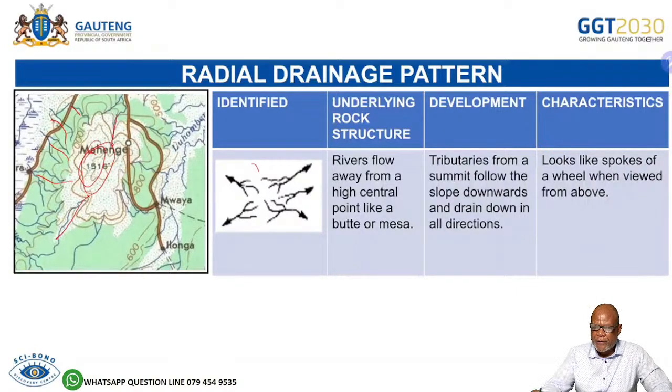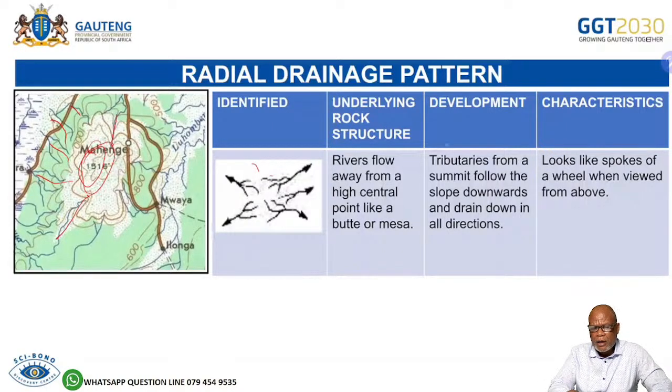Now let's look at the characteristics. They look like spokes of a wheel. In a diagram they will look more like that, like spokes of a wheel. But on the actual surface, remember this is not drawn on paper, so it will not be as clear as the spokes of a bicycle when you are looking at it from the topographical map. So you can talk about that when you're looking at the diagram.